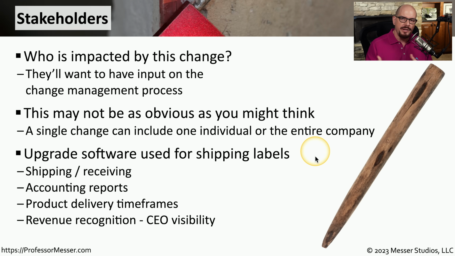But of course, these shipping labels are also used by accounting to create reports of what has been shipped. There might be product delivery timeframes affected by this change, especially if you're shipping directly to your customers. This would in turn also affect revenue recognition because it would affect how quickly you're able to get product into the hands of your customers, and this would certainly have the visibility of the CEO. This is a good example of how something that appears to be a very simple change to some printing software could ultimately have a dramatic effect on the bottom line of the company.